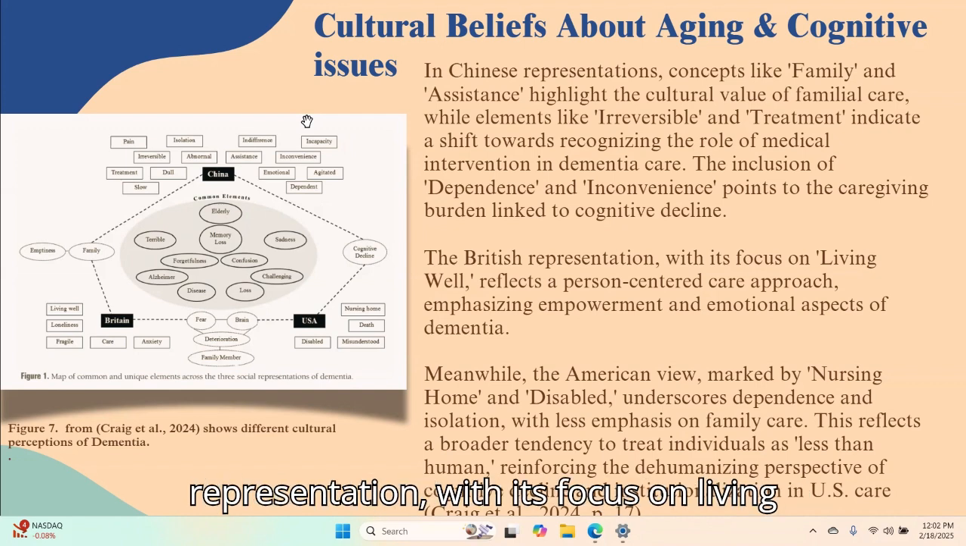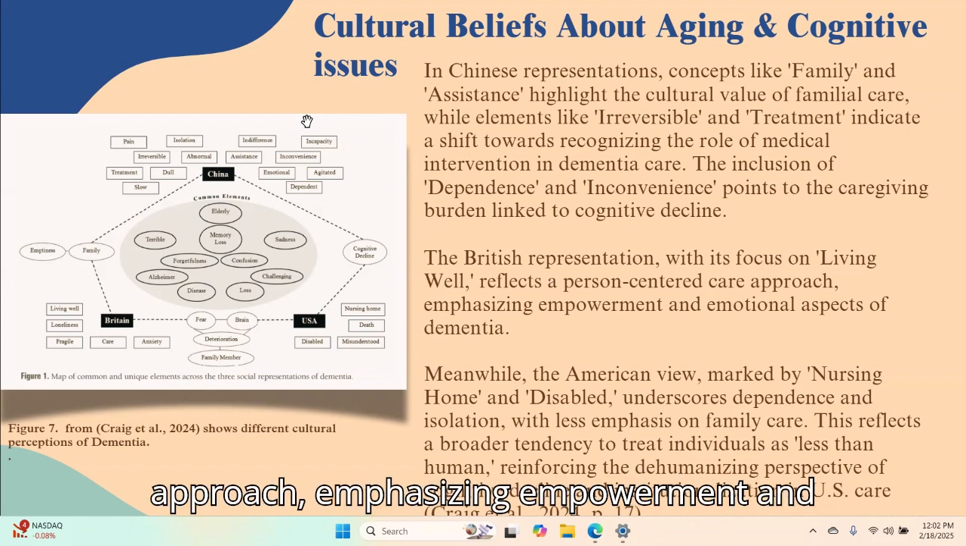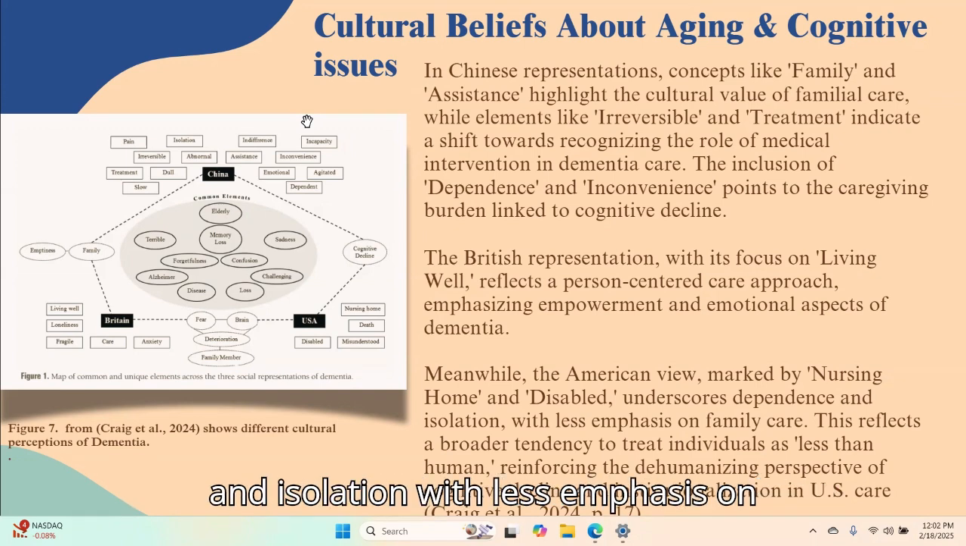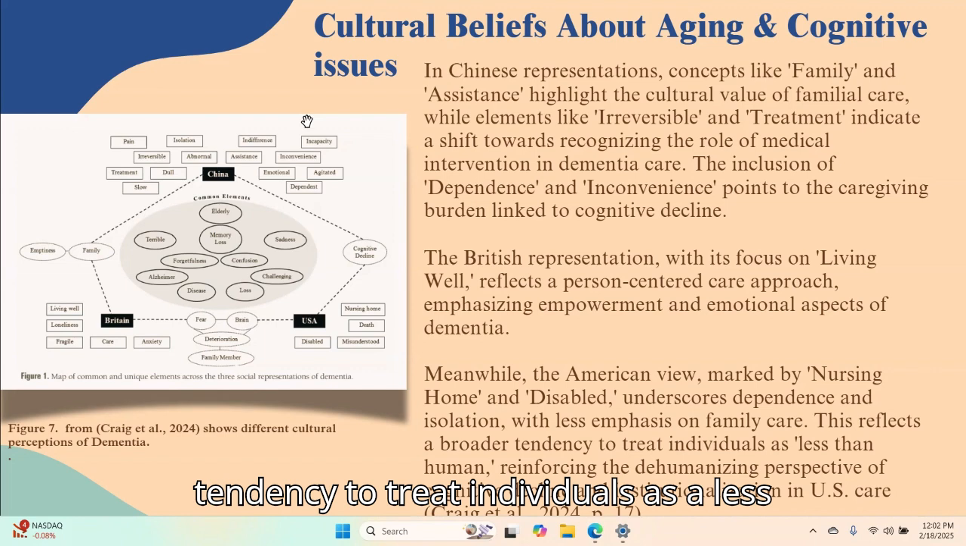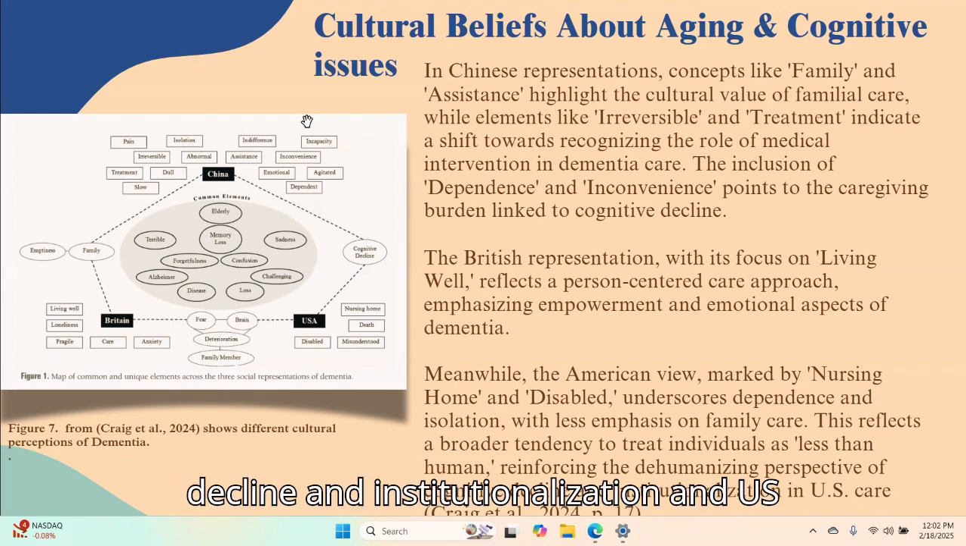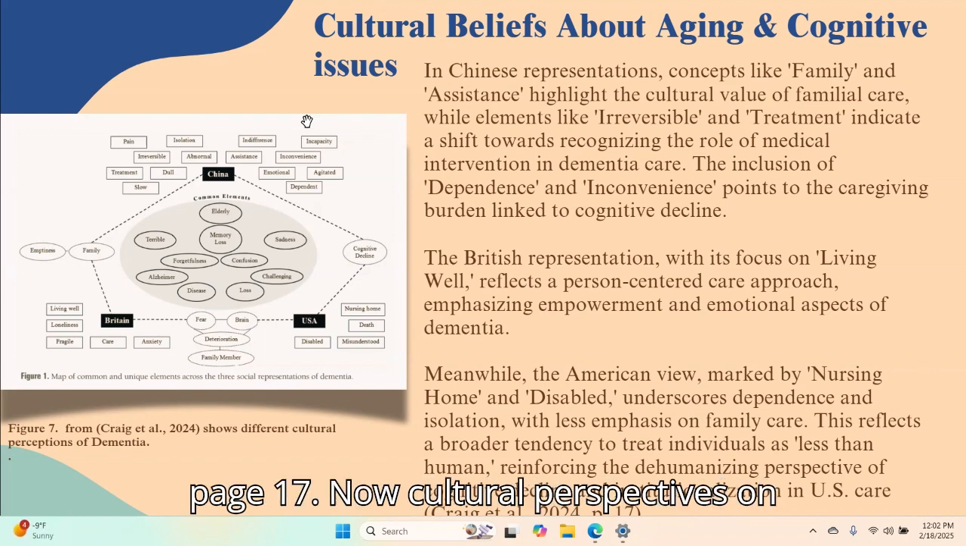The British representation, with its focus on living well, reflects a person-centered care approach, emphasizing empowerment and emotional aspects of dementia. Meanwhile, the American view, marked by nursing home and disabled, underscores dependence and isolation with less emphasis on family care, and this reflects a broader tendency to treat individuals as less than human, reinforcing the dehumanization perspective of cognitive decline and institutionalization in U.S. care. This was found by Craig, 2024, page 17.